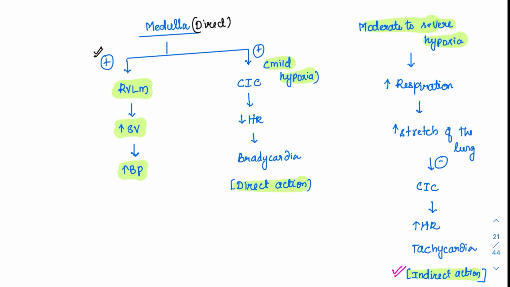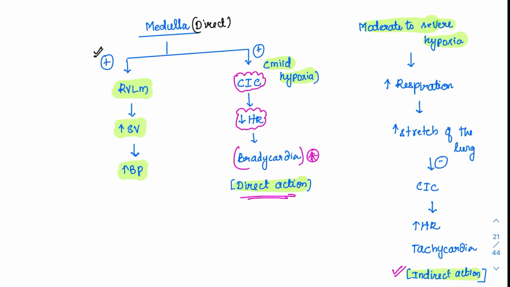Whenever there is a mild hypoxia, they are going to stimulate the cardiac inhibitory center and they are going to decrease the heart rate. Cardiac inhibitory center. It is decreasing the heart rate and finally they will cause bradycardia. This is the direct action of hypoxia, especially mild hypoxia. But what happens in moderate hypoxia? Moderate hypoxia, we are just talking about the CVS here.